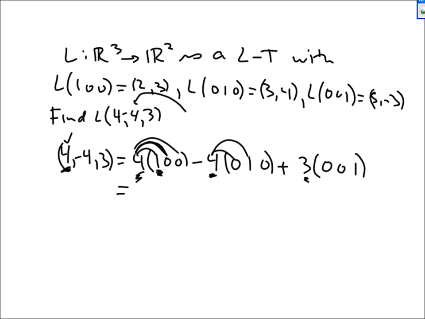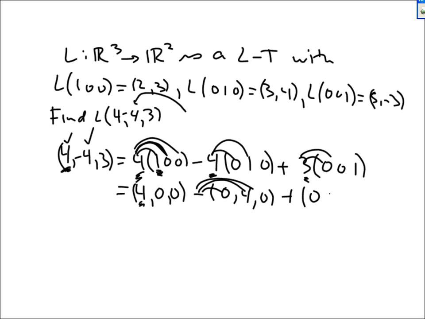When you FOIL it out, the first one only puts the non-zero entry in the first position. Minus 4 times 0, 1, 0 gives you 0 in the other positions. And lastly, the first two positions are 0, but then you get a 3. Plus 3. And when you add or subtract and combine, you do get that. We talked about how you can do that earlier.